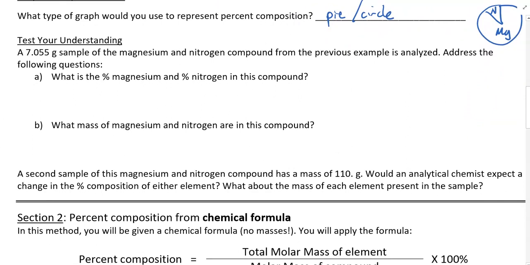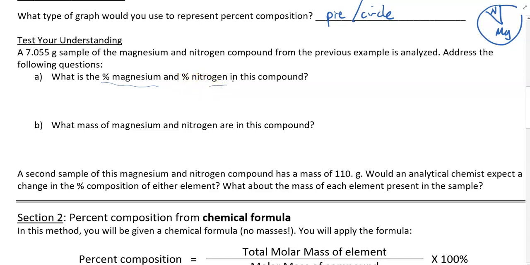In this next one, testing your understanding here, it says a 7.055 gram sample of that same magnesium and nitrogen compound is analyzed, right? So we have the same compound, but it's a different amount. Address the following questions. Number one, what's the percent magnesium and percent nitrogen in this compound?